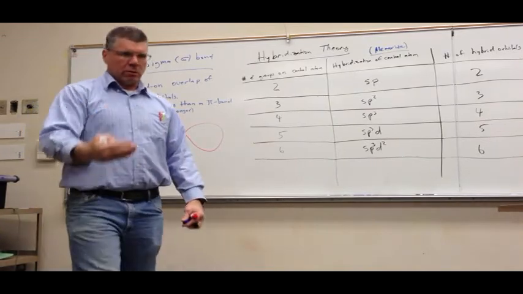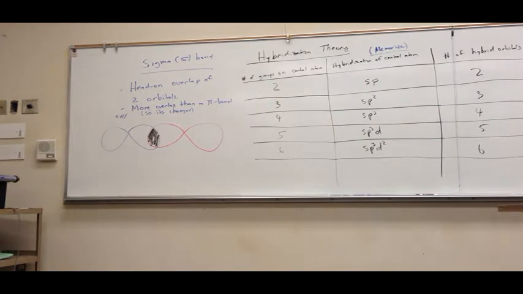You get better overlap, more overlap of the orbitals. There's just more volume where they actually overlap. And what that means is that there's more electron density in a sigma bond than there is in a pi bond, everything else being equal. The more electron density there is, the stronger the bond.